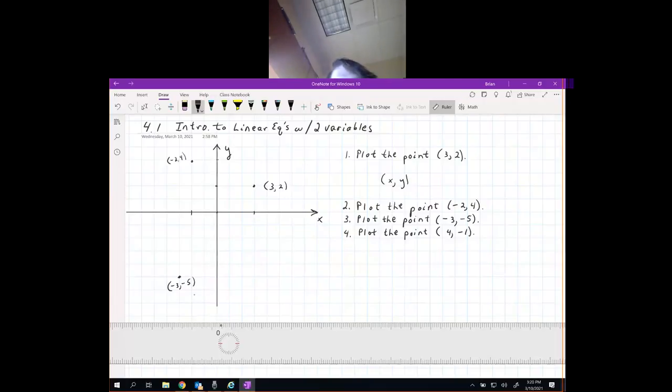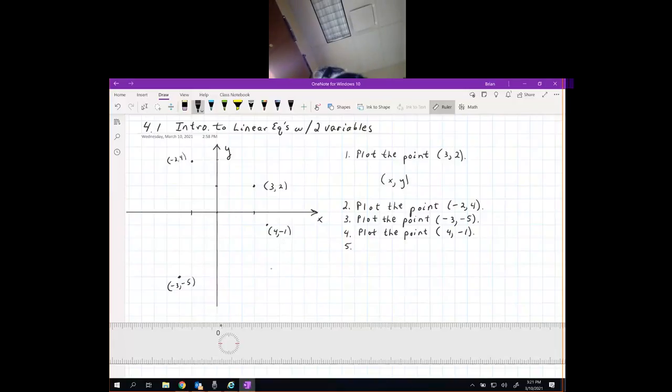Try that one. Plot the point 4, negative 1. You go right 4, 1 down. So we start here at the origin and go to the right 4, 2, 3, 4, and then down 1, and I'll put a dot. Very good. I think most people are pretty familiar with this part of it.